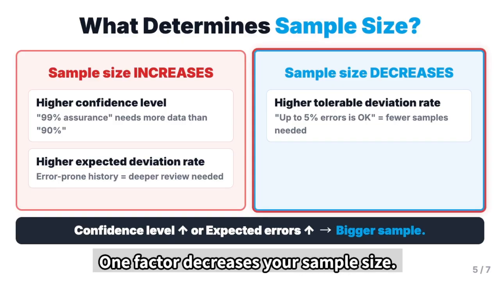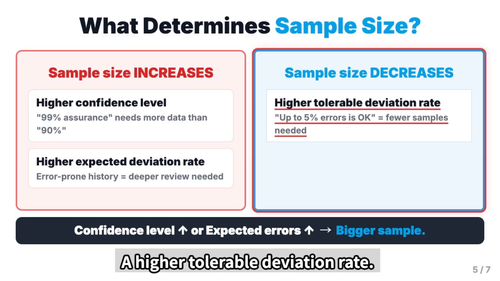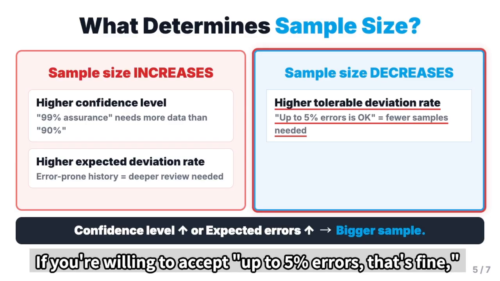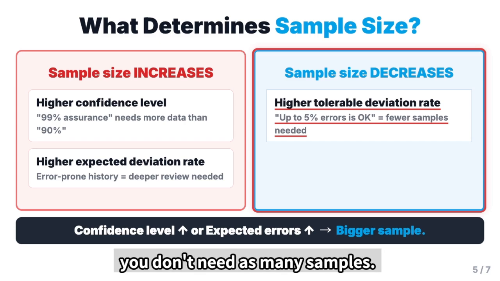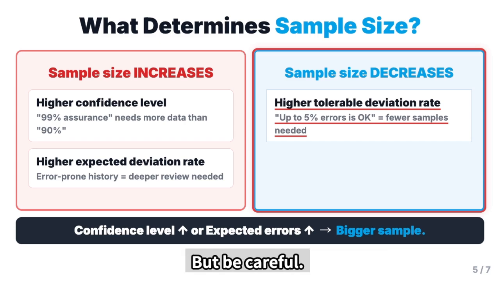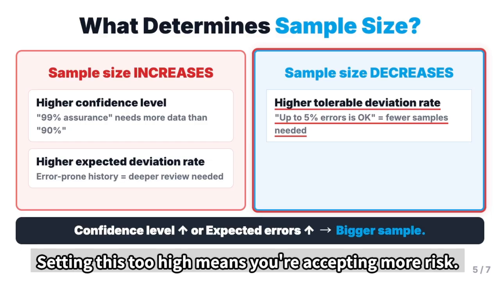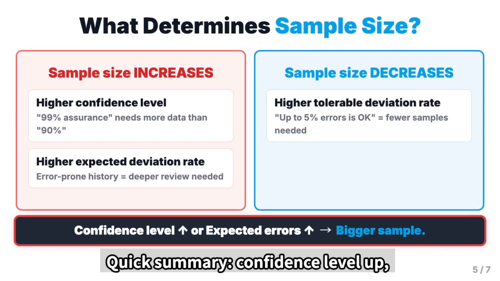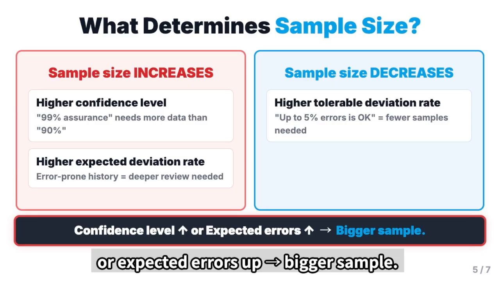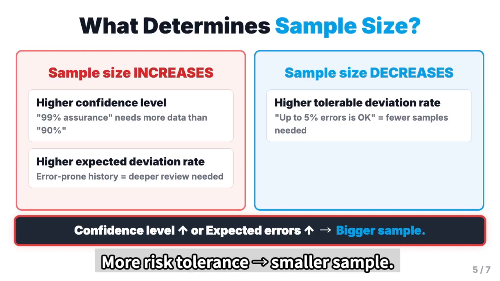One factor decreases your sample size. A higher tolerable deviation rate. If you are willing to accept up to 5% errors, that's fine. You don't need as many samples. But be careful. Setting this too high means you are accepting more risk. Quick summary: confidence level up, or expected errors up. Bigger sample. More risk tolerance. Smaller sample.